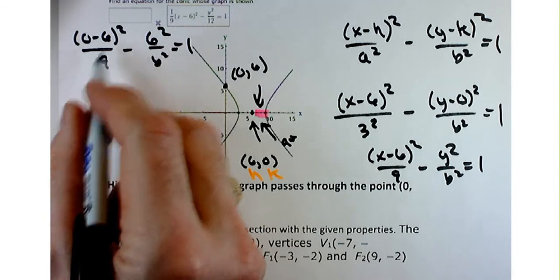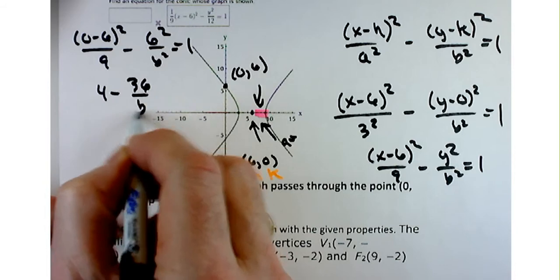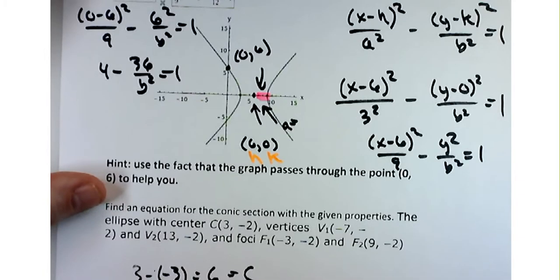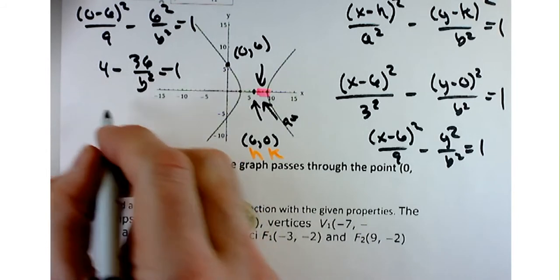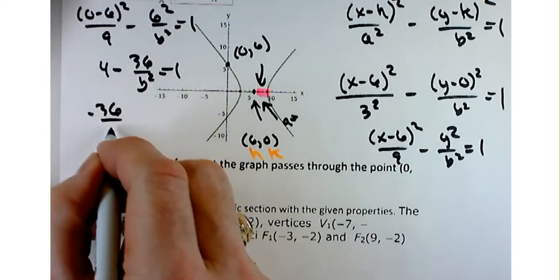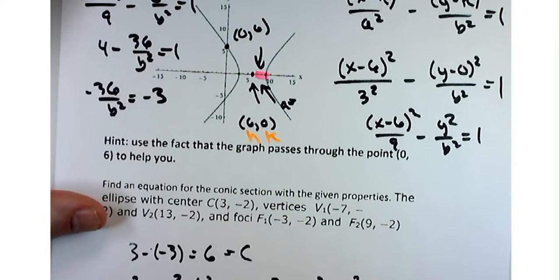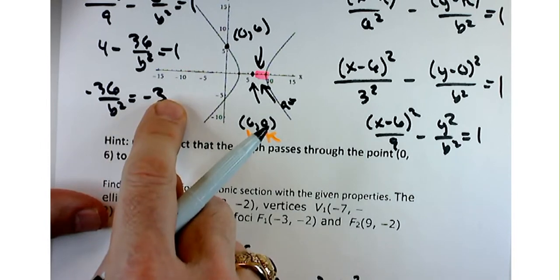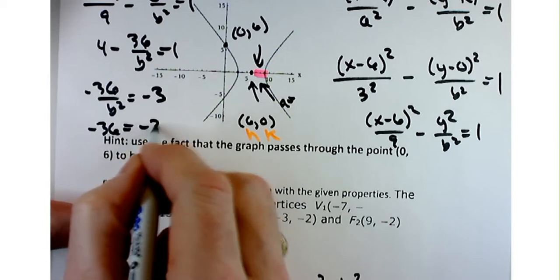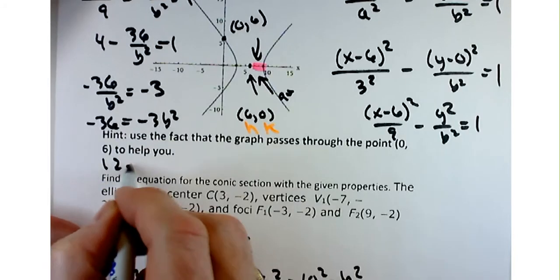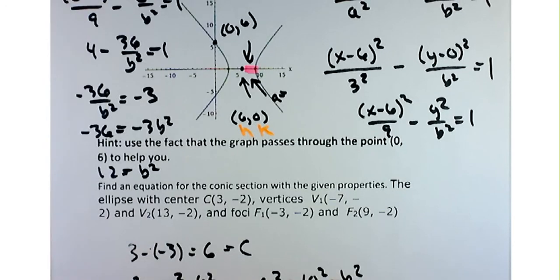So it's going to be 36 divided by 9. Well, that's just a 4. Minus 36 over b squared equals 1. I'll subtract 4 from both sides and get negative 36 over b squared equals negative 3. If I multiply both sides by b squared, I'll end up with negative 36 equals negative 3b squared, or 12 equals b squared. Yay, and that's what I really needed. I needed b or b squared.